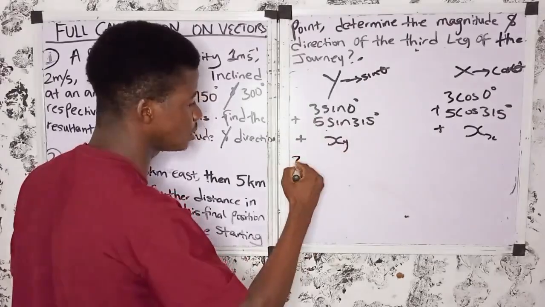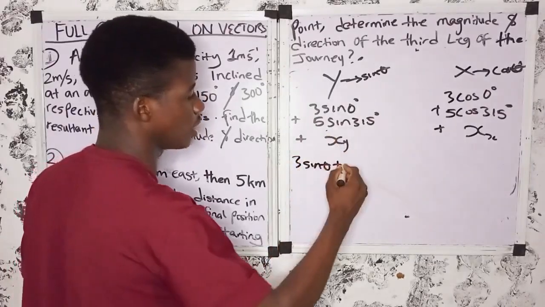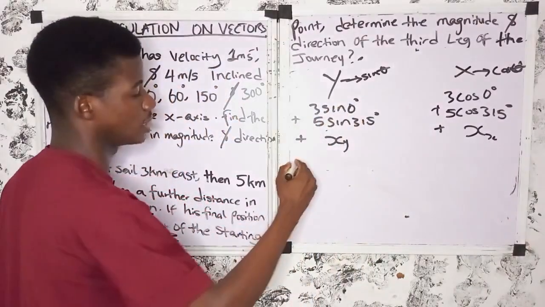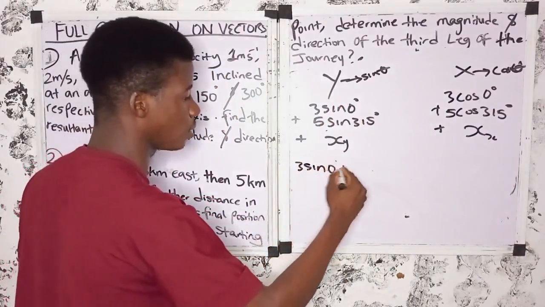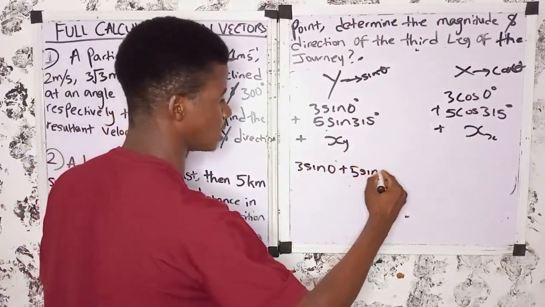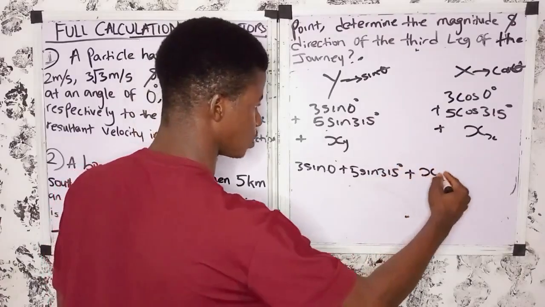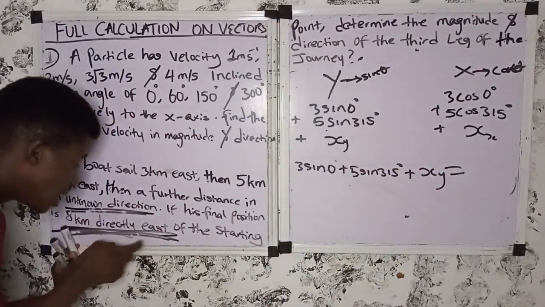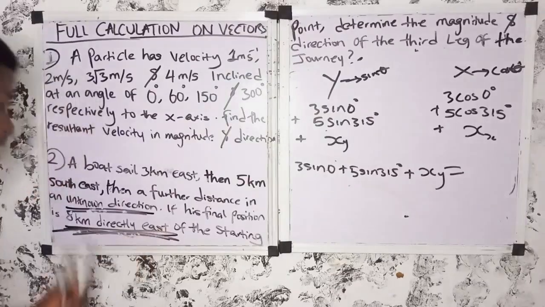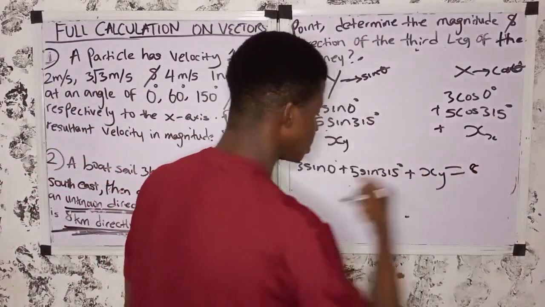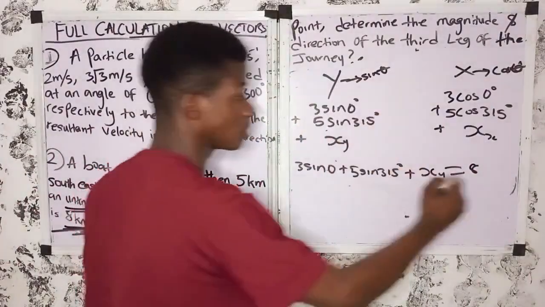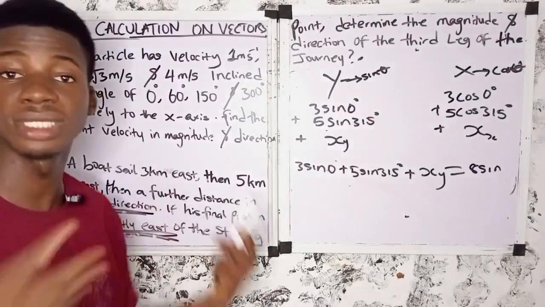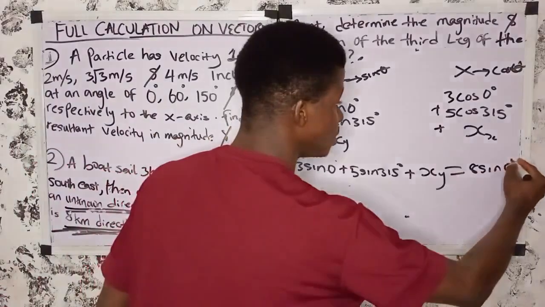Let's do it like this. 3 sine 0, this is 0, right? 3 sine 0 plus 5 sine 315 degree then plus sx. Then they say it is equal to the total, which is 8 east, right? So it equals 8. Remember, east is 360 degree or 0 degree. So 8 sine 0 degree. So this is the total.